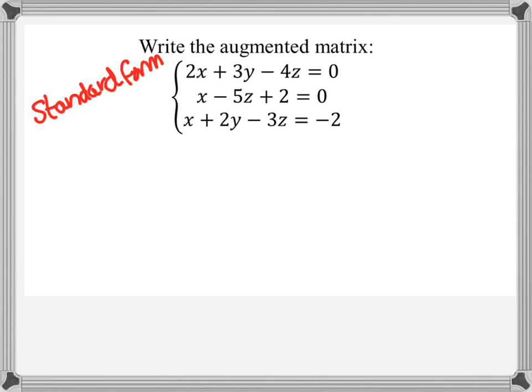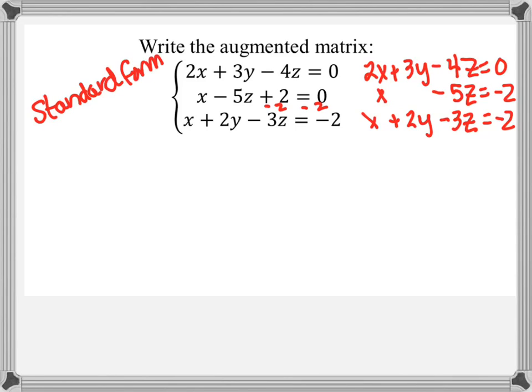But first, we need to make sure all of our equations are in standard form, and our second equation is not. So our first equation is fine, 2x plus 3y minus 4z equals 0. But for our second equation, we need to move our constant 2 to the right-hand side by subtracting it from both sides. And we end up with x minus 5z equals negative 2. And our third equation is in standard form, x plus 2y minus 3z equals negative 2.